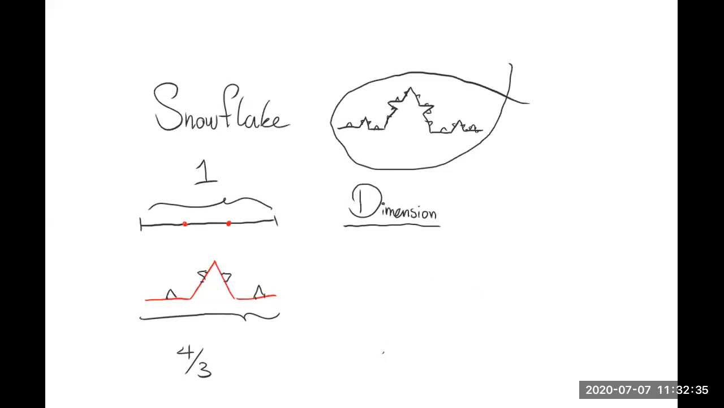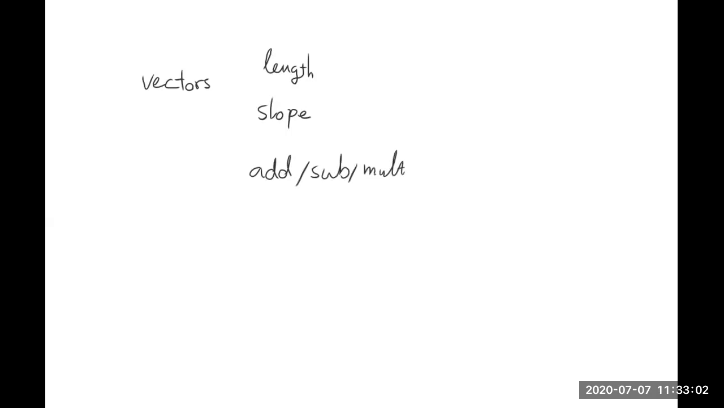Okay, so let's continue with our multivariable calculus. We talked about vectors. We talked about the length of a vector. We talked about the slope of a vector. We talked about addition, subtraction, and scalar multiplication. And we talked about unit vectors in the direction of another vector, right? These are things we talked about.